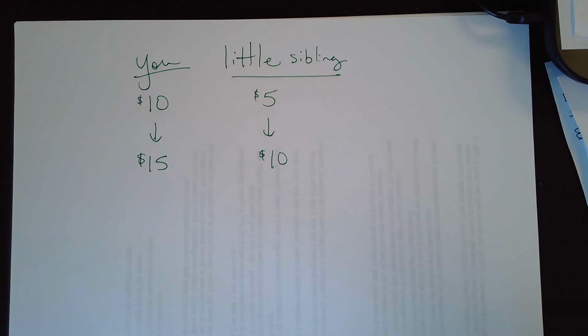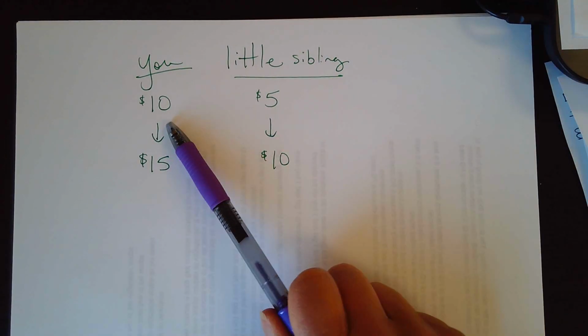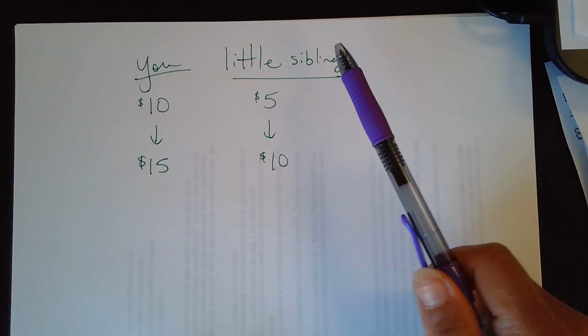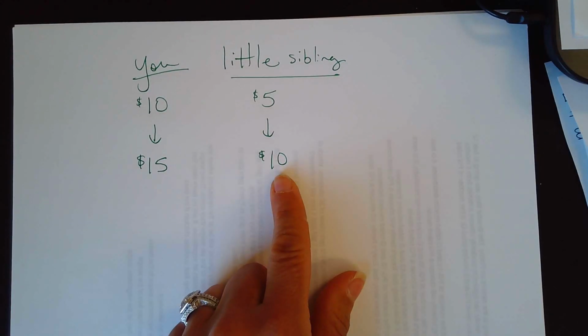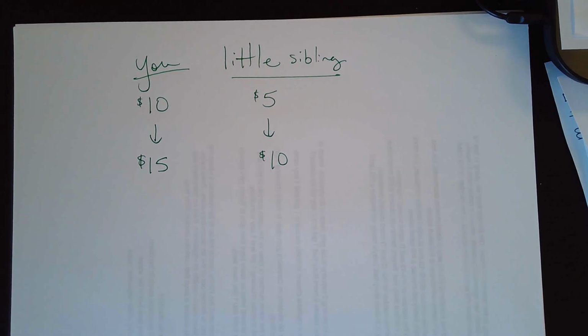All right, so to launch the lesson today, we're doing percent of change. I want you to think about this. Even if you don't have a younger sibling, it's fine. But let's pretend that you get $10 a week for allowance, and your younger sibling gets $5 a week. And whoever you live with says, okay, we're going to increase both of you $5 a week. So now you get $15 and your little sibling gets $10.